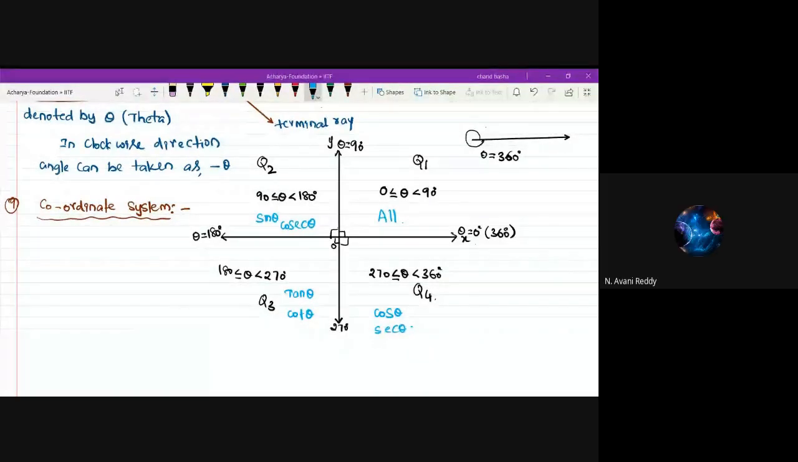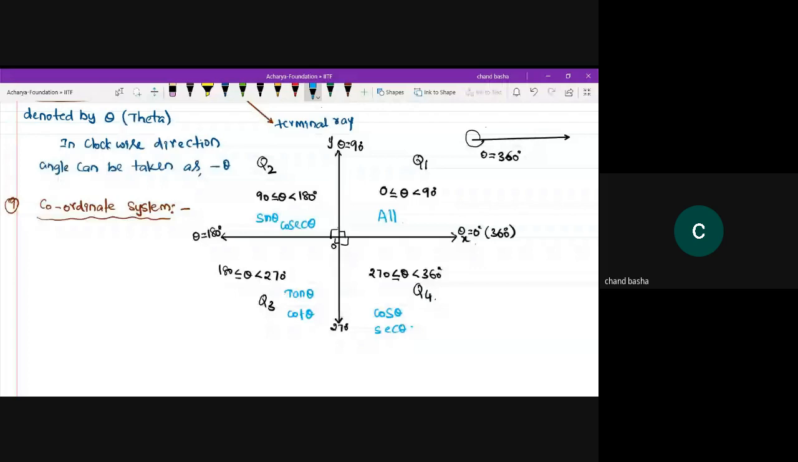Then what is the value of theta, sir? That depends upon the requirement. If we enter the first quadrant, theta may be 20 degrees, 30 degrees, 40 degrees, 70 degrees. If you are in the second quadrant, your theta value lies between 90 degrees and 180 degrees.